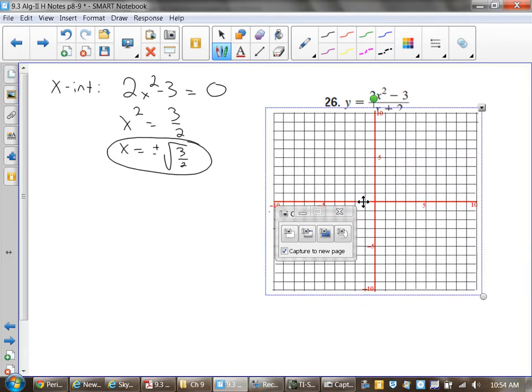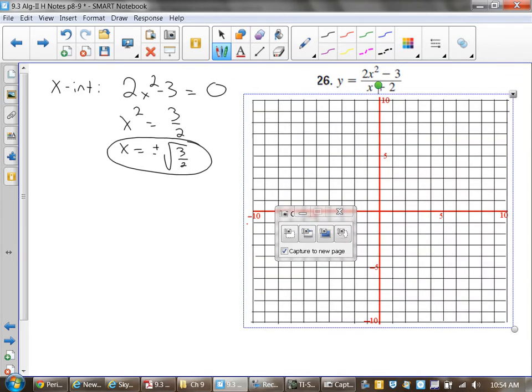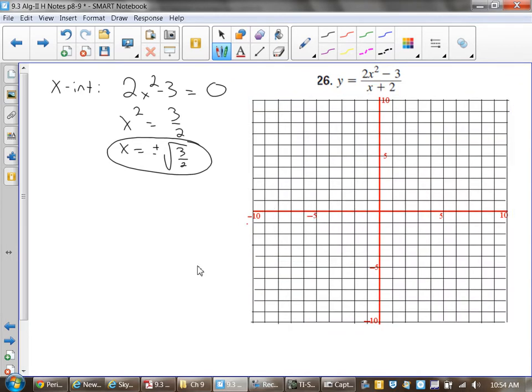because when you go to graph this, we start identifying these things. What's the decimal equivalent of the square root of 3 over 2? 1 point... Square root of 3 over 2... 1.2. So it's about 1.2-ish, and then there'll be negative 1.2-ish. That's what we're looking at being able to do.